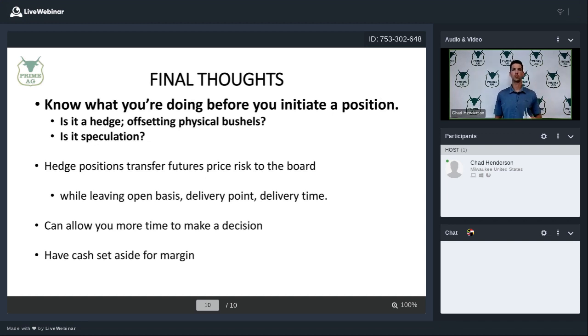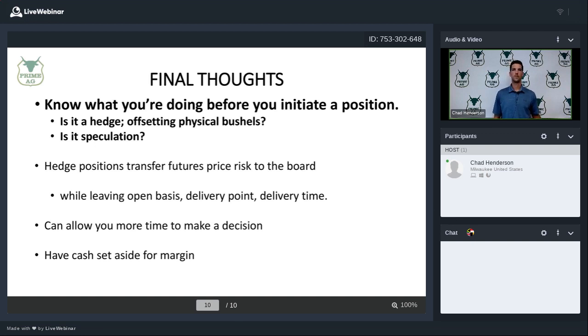Basically, know what you're doing before you initiate a position. Talk with your broker, your bookkeeper, yourself. Make sure that it is a hedge. Are you offsetting physical bushels? Do you have the physical bushels? Okay, grain contracts, 5,000 physical bushels. So if you're using them as a hedge, you need those 5,000 physical bushels to offset. If you are not using physical bushels, it is speculation. There is no other rhyme, reason, way to define it. You either have the bushels or you don't.